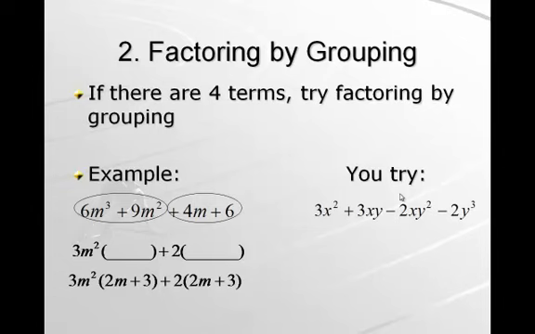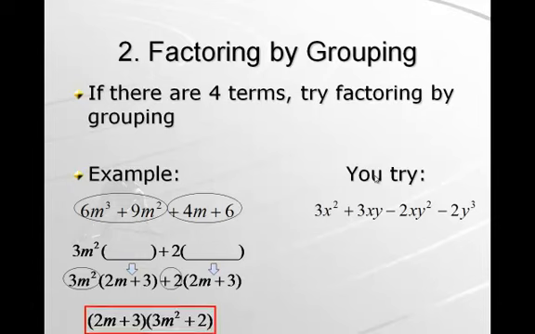Likewise, in the second set, when I divide both of those numbers by 2, I'm left with 2m and plus 3. Now notice what's left over in the first set is the same thing that's left over in the second set. That's not a coincidence. That should happen every single time you use the grouping method if you're using it correctly. 2m plus 3 represents part of our answer. The rest of our answer will be the things that we took out of each set. The 3m squared and the plus 2. They get grouped together in their own parentheses.